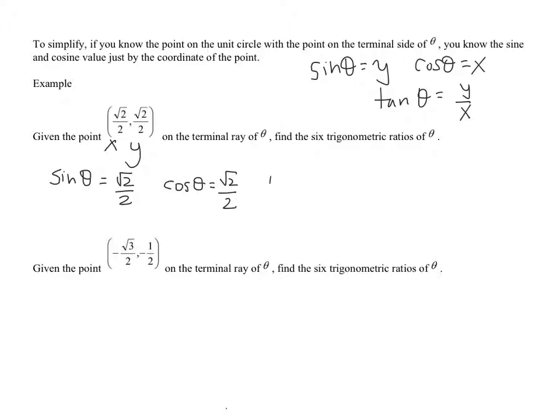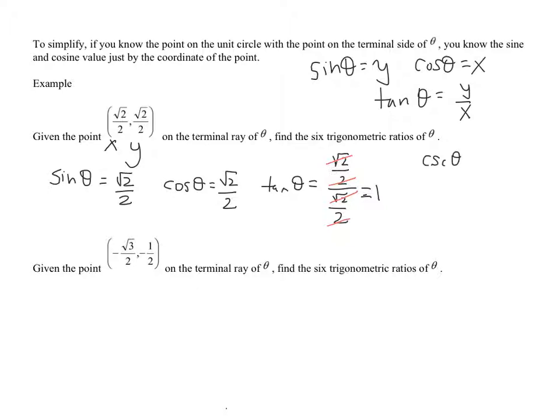Now the tangent is the one that gets a little tricky. So the tangent of the angle would be y over x, so that's square root of 2 over 2 divided by the square root of 2 over 2. But we should know, since this is basically the same number, you can cancel these 2's, you can cancel these square root of 2's, so this is just simply 1.